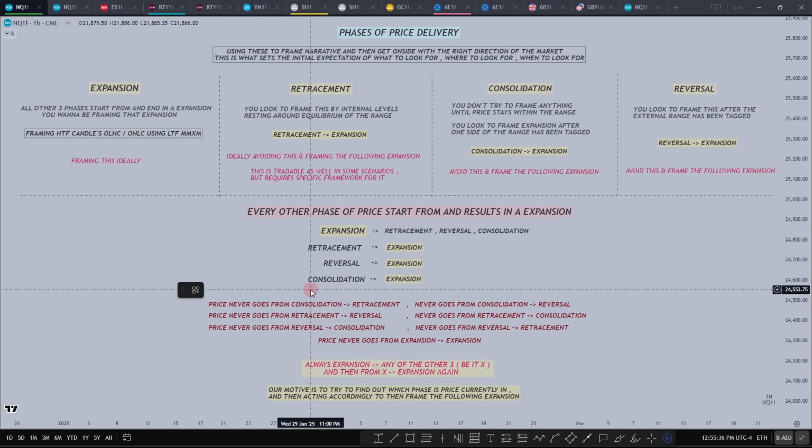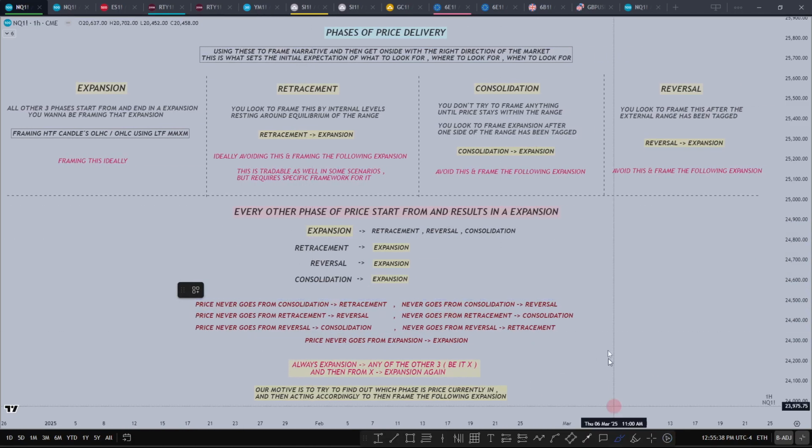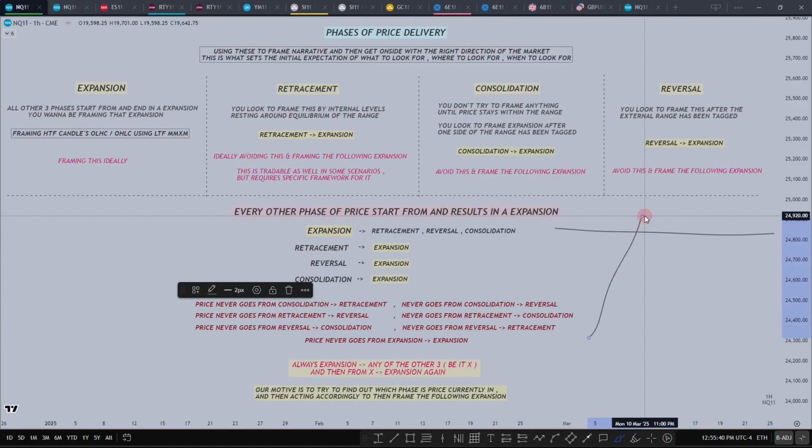Like price hit an objective, expansion's objective. Now never expansion to another expansion again. If it goes, you let it go. You aren't allowed to systematically frame another expansion immediately after price hits an objective.